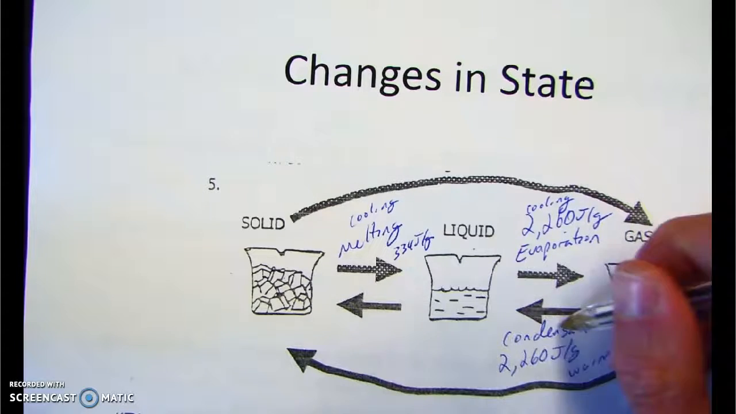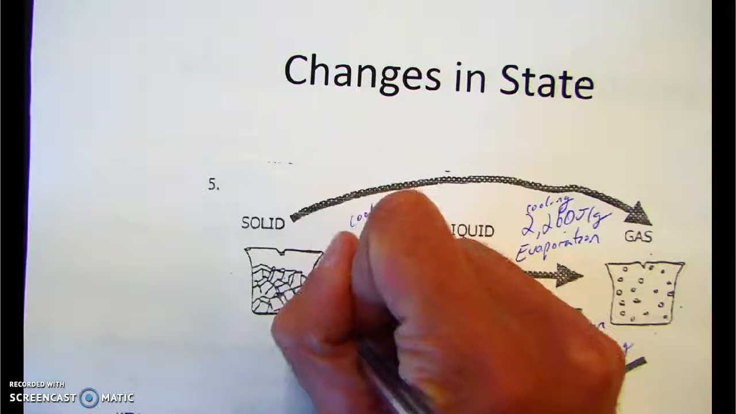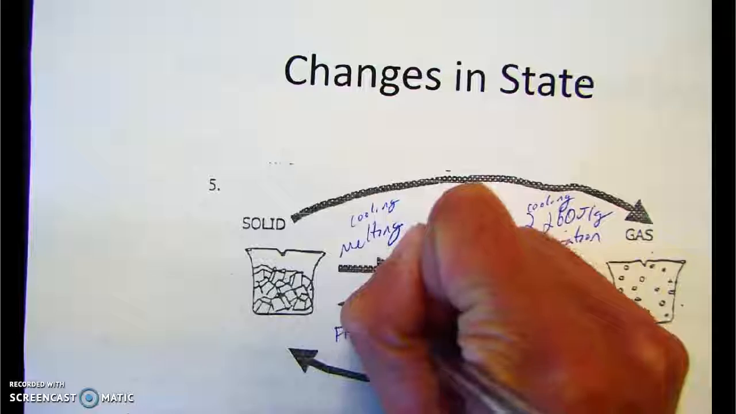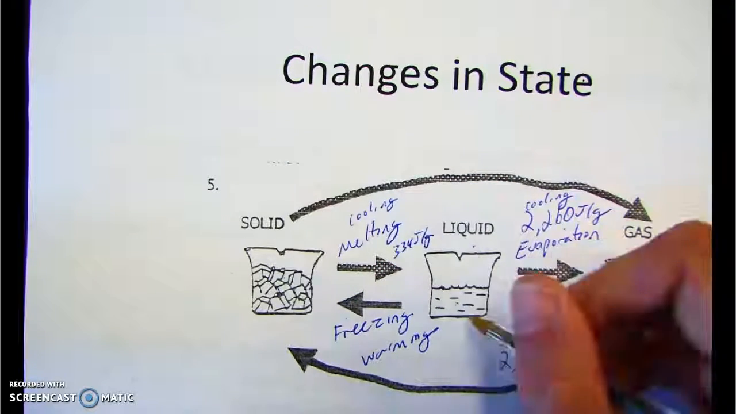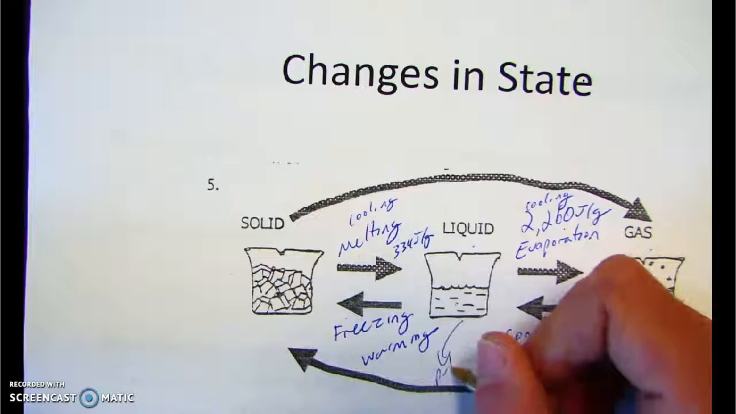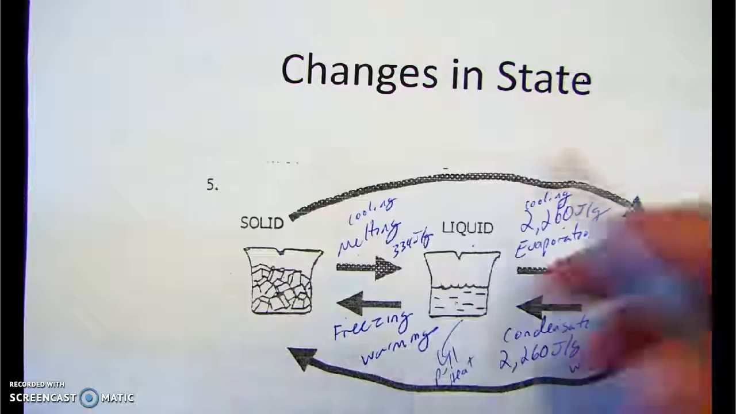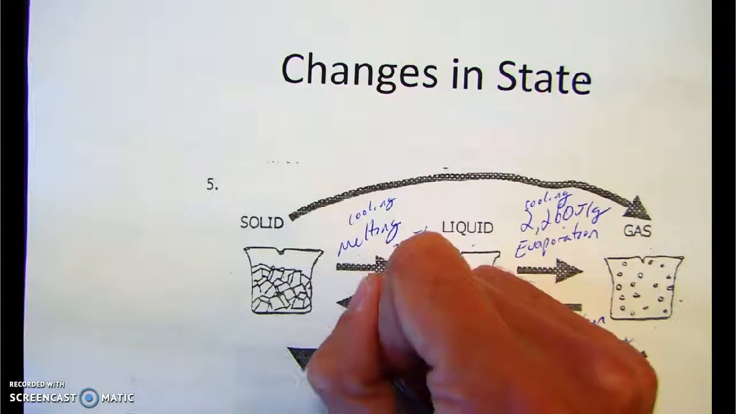If we continue down this line, we go from liquid water to solid. Of course, that would be freezing. Freezing is technically a warming process. And I know that sounds very strange. But in order to freeze water, we have to pull heat out. We pull the heat out, and we warm the surrounding area. That's what we mean by a freezing process, or warming process. 334 joules per gram.